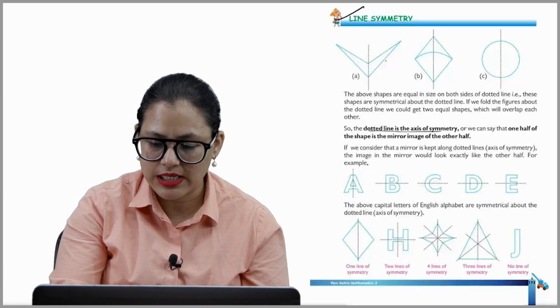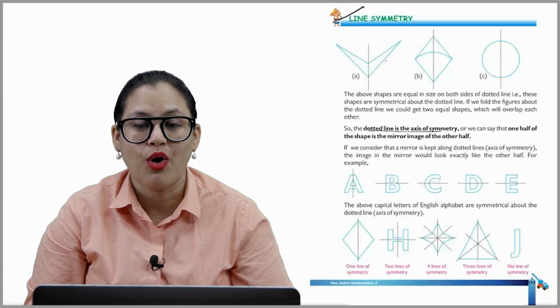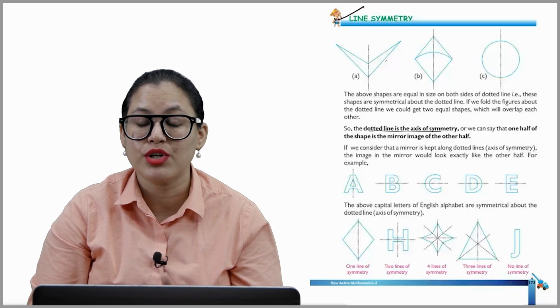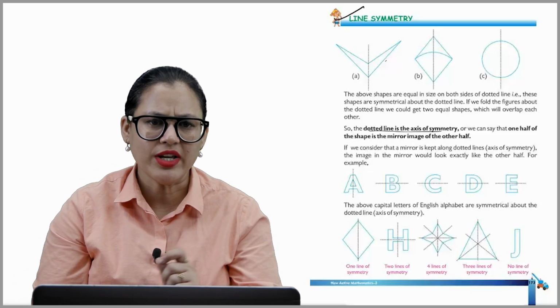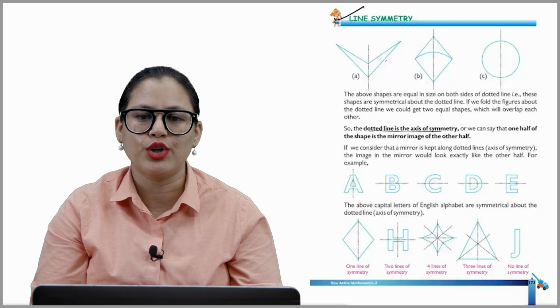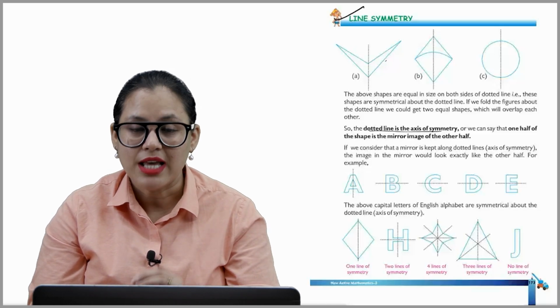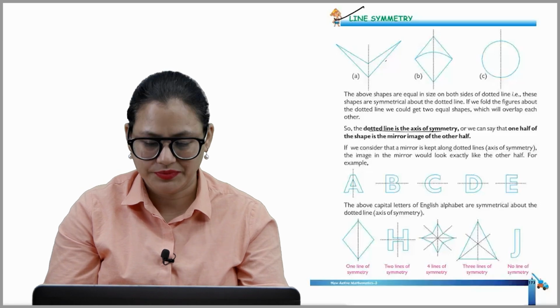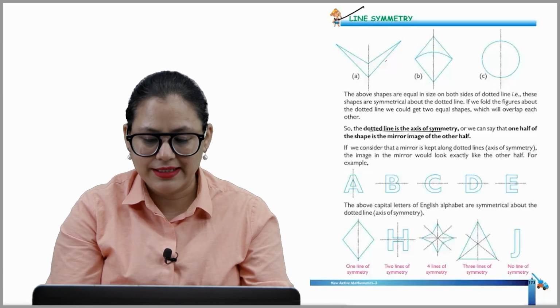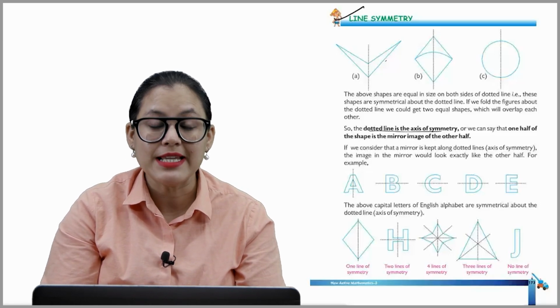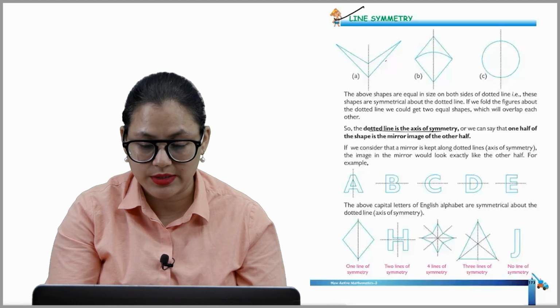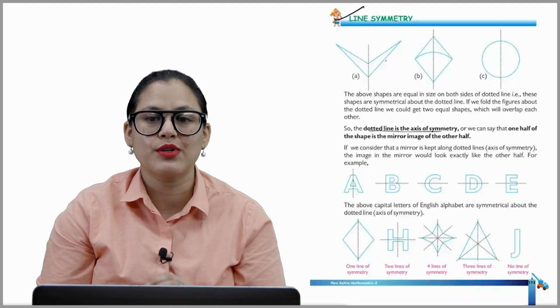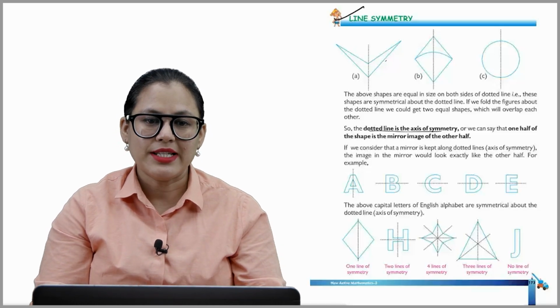Here, these dotted lines are the axis of symmetry, or we can say that one half of the shape is a mirror image of the other half. If we consider that a mirror is kept along the dotted line, that is the axis of symmetry, the image in the mirror would look exactly like the other half. For example, see these capital letters of the English alphabet, these are symmetrical about the dotted lines. Okay, dotted line means axis of symmetry, right?